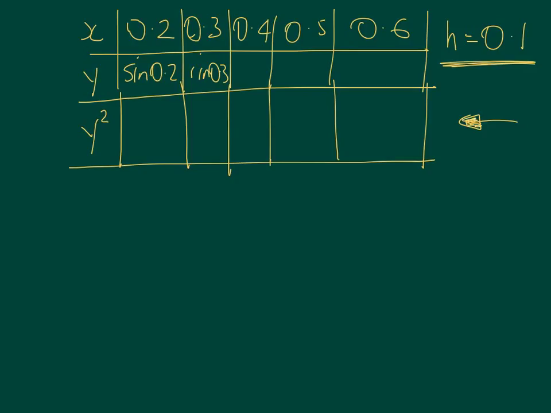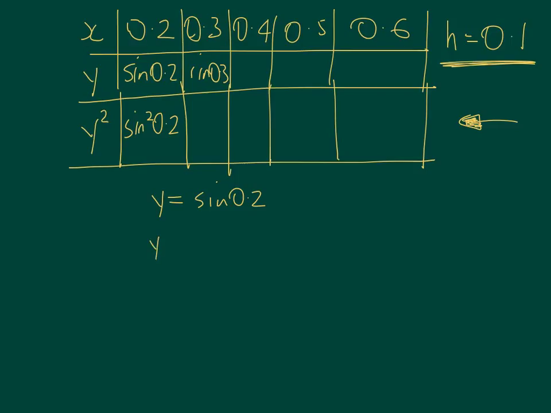So I think we can go and put these in. I'm simply going to put these in, and we know that's sine squared of 0.2. Now, something that's important to understand is this is what we are finding. So if y equals sine of 0.2, that's my first y value.